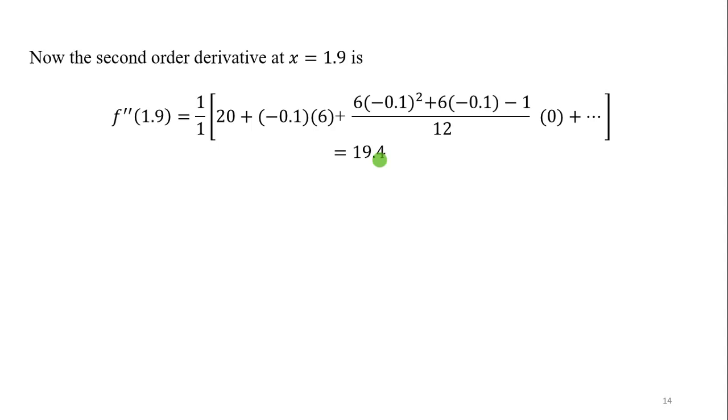So students, today we have learned about the Gauss's backward difference approximation to approximate the first order and second order derivative, and in the second part we have solved an example showing how we can utilize those formulas to obtain our results.